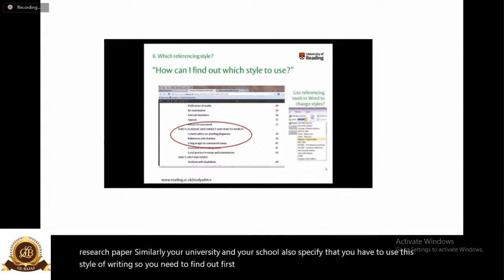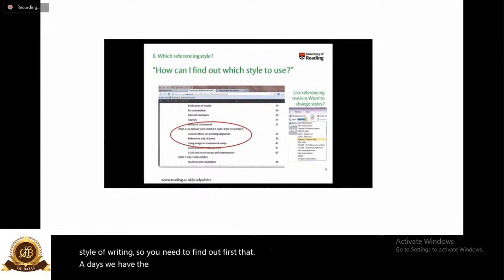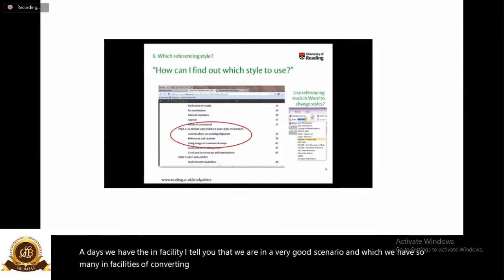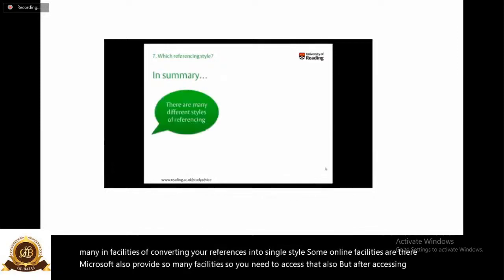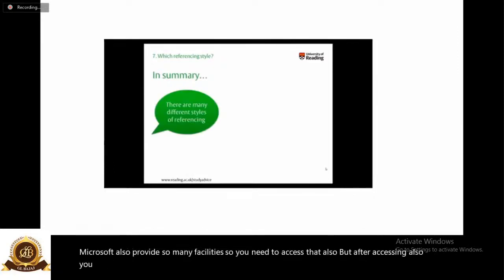One tip is that recent versions of Microsoft Word have an inbuilt facility to reformat references. Nowadays, we have the inbuilt facility. I tell you that we are in a very good scenario in which we have so many inbuilt facilities for converting your references into a single style. Some online facilities are there. Microsoft also provides so many facilities. So you need to access that also. But after accessing also, you need to check it through your eyes.